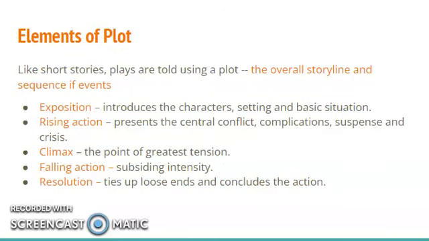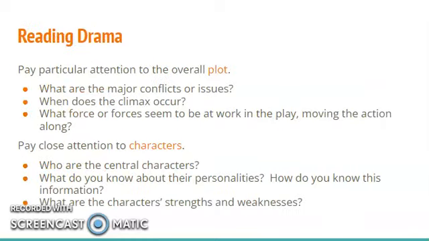Plot elements are important to take note of whenever you're reading drama. Just like short stories, plays are told using a plot, which is the overall storyline and sequence of events. So we have exposition, which introduces the characters, setting, and basic situation. Rising action presents the central conflict, complications, suspense, and crisis. Then we have the climax, which is the point of greatest tension. The falling action is where the intensity is subsiding, and then the resolution ties up all loose ends and concludes the action. That doesn't mean that there is a solution, but it comes to an end as the resolution.